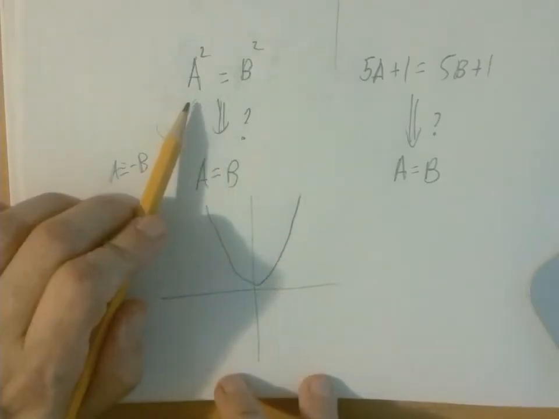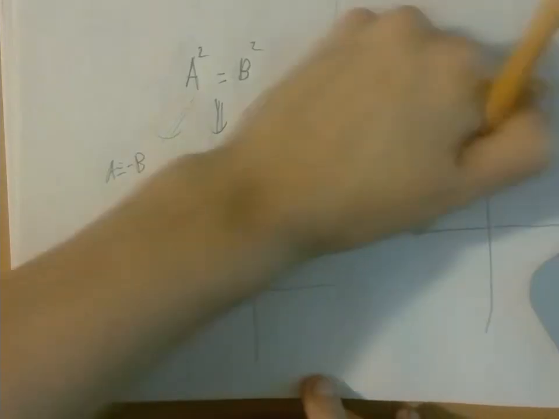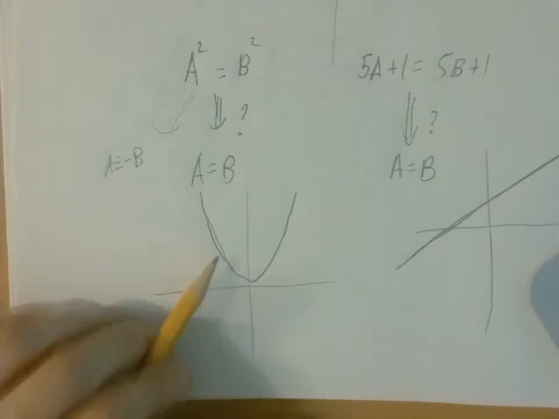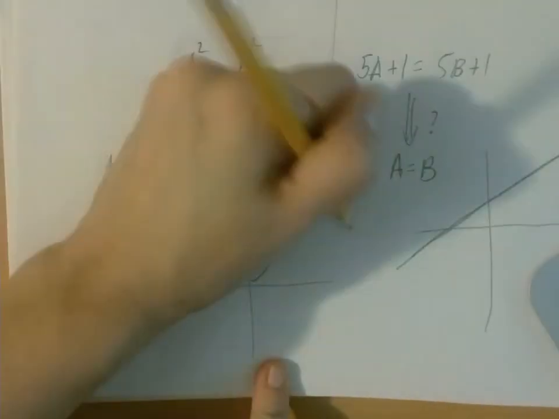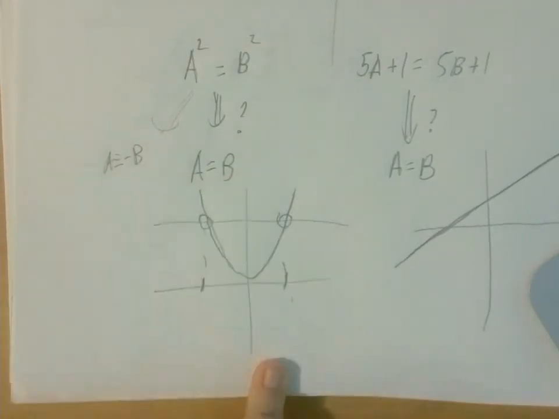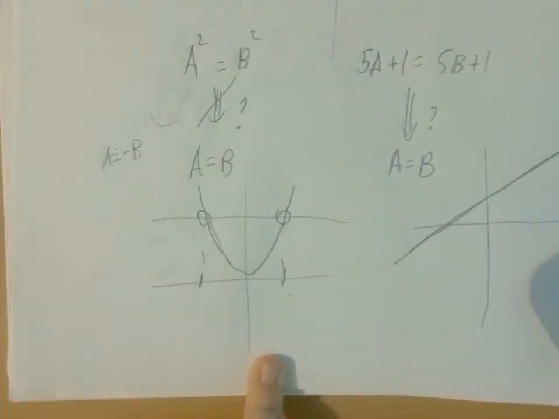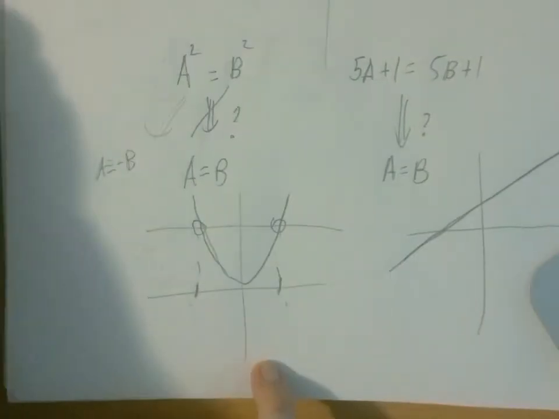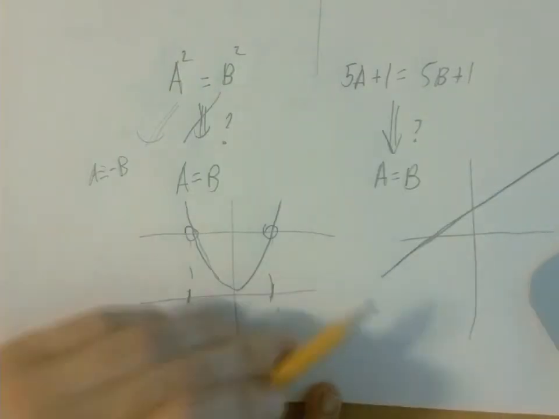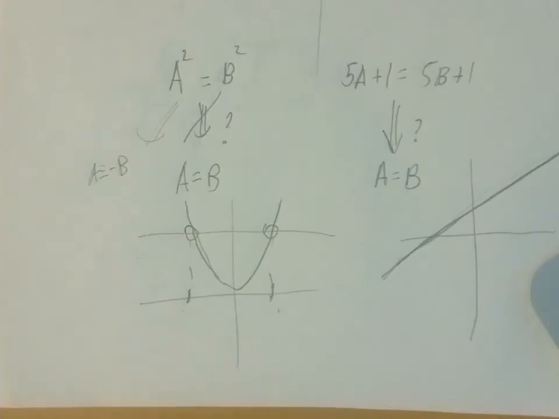Here, in case of squaring, we use the function f of x equals x squared. And here, to both sides, we applied 5x plus 1. This function, squaring, is not one-to-one, which means you can start with two different numbers and land on the same y value. Which is why this conclusion cannot work. You do not have to be equal so that your squares are equal. You could be opposites. On the other hand, this conclusion is correct because this is a one-to-one function. You can easily see that it passes the horizontal line test.